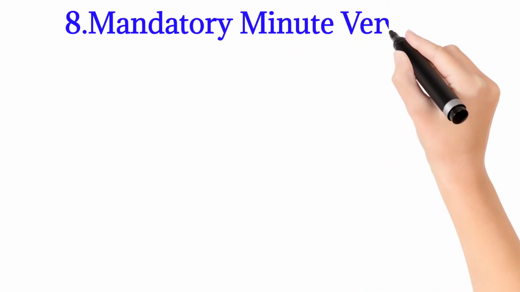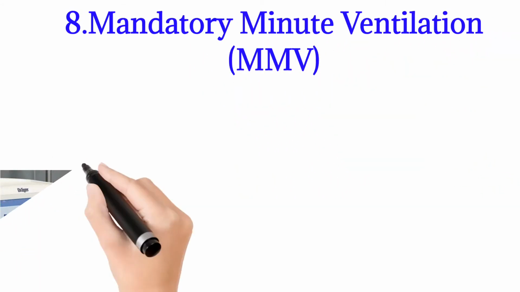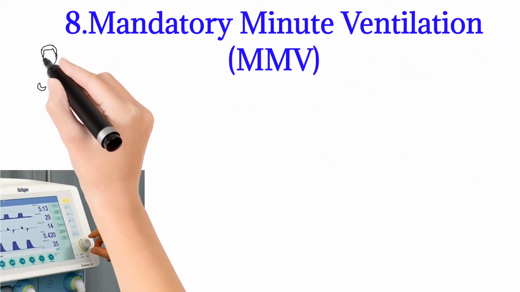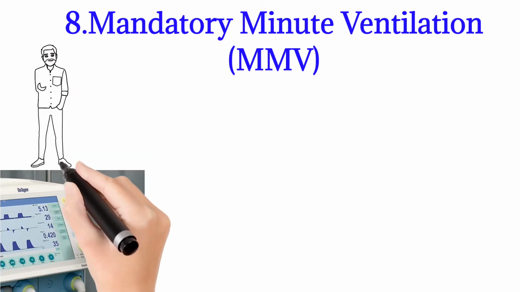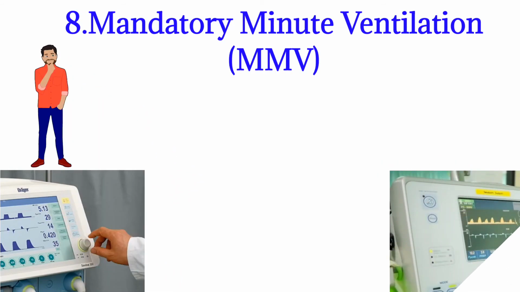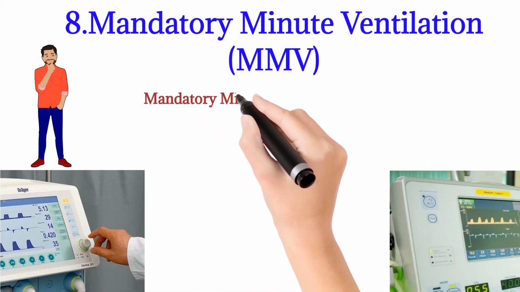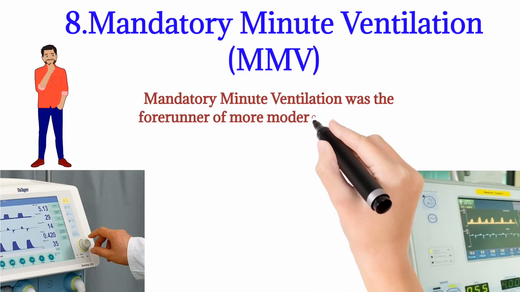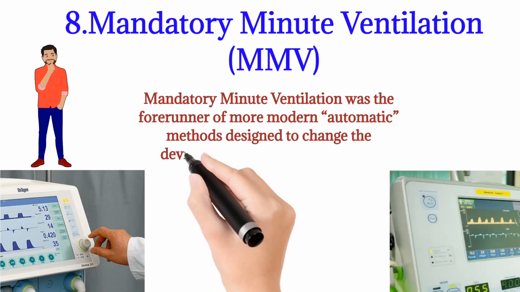Mandatory minute ventilation was the forerunner of more modern, automatic methods designed to change the device's performance to achieve a specific clinical goal. MMV guarantees a certain minute ventilation, regardless of whether the patient is trying to breathe.